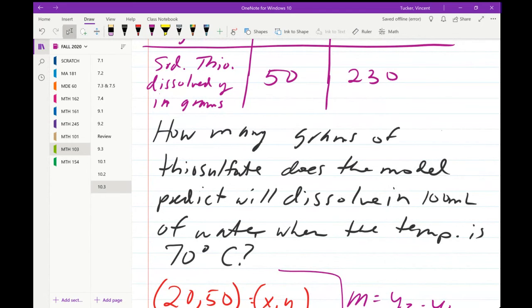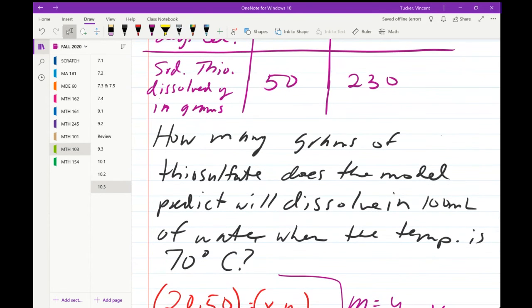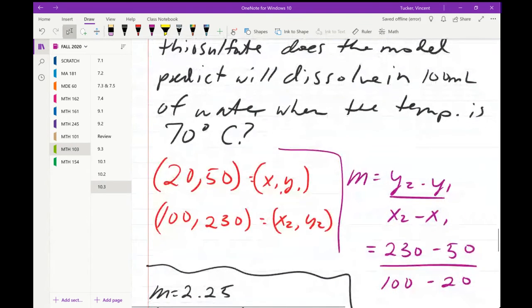Then it says, how many grams of thiosulfate does the model predict will dissolve in 100 milliliters of water when the temperature is 70 degrees Celsius? So we have to take those two points, use them to find slope, and then create that equation and plug in. (20, 50) I call x1, y1, and (100, 230) I call x2, y2.